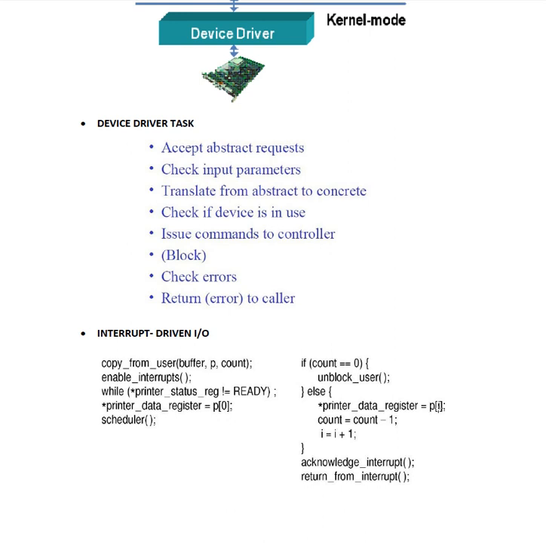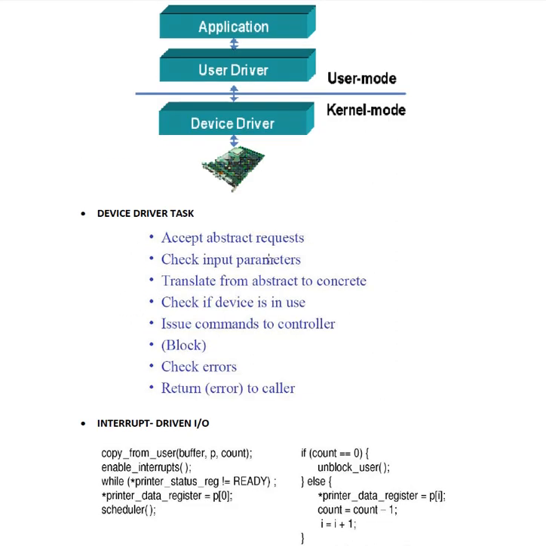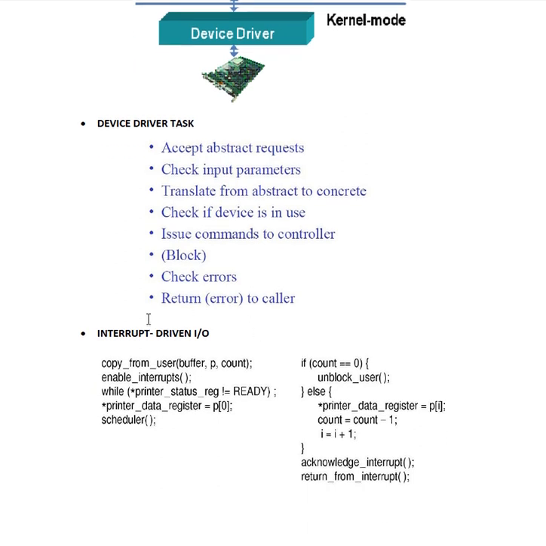And once this count value is incremented, the acknowledgement interrupt takes place, and that's how the entire data has been transferred from the device based on the applications. So this is what actually takes place in the interrupt driven input output.